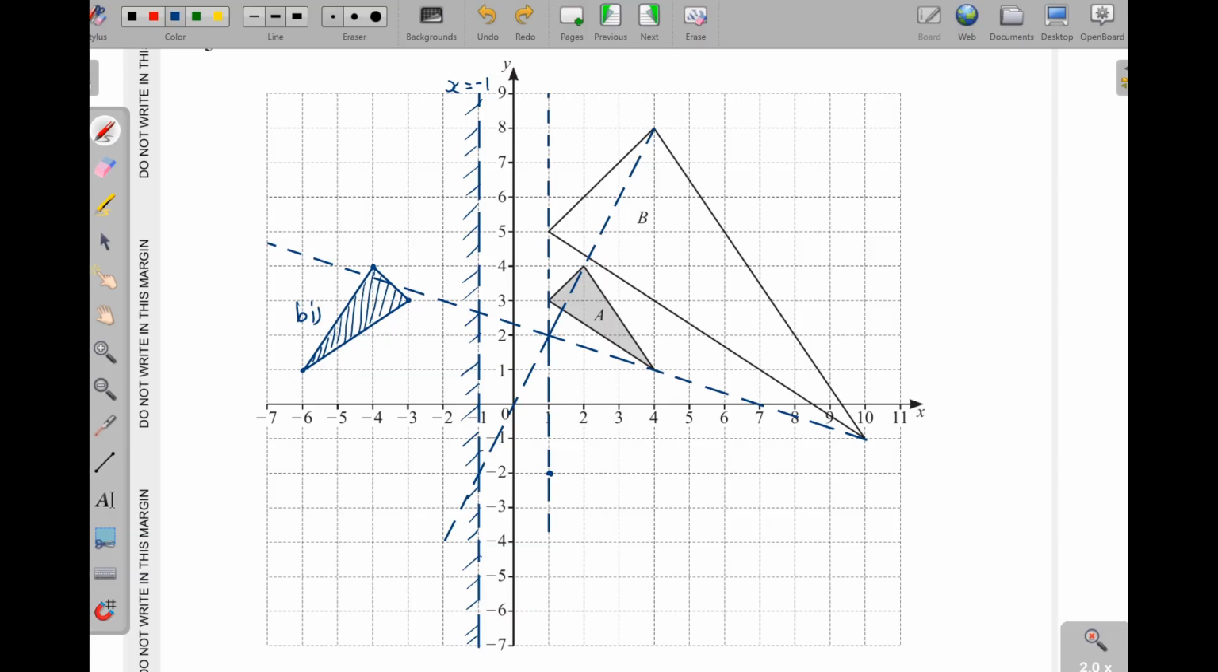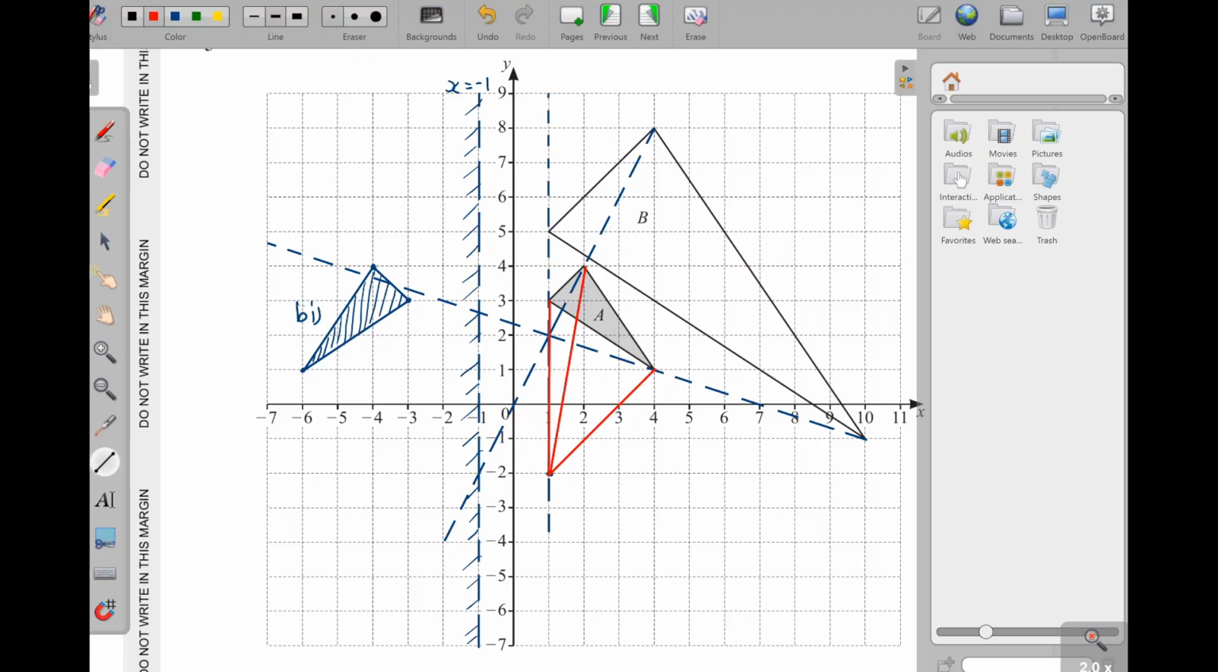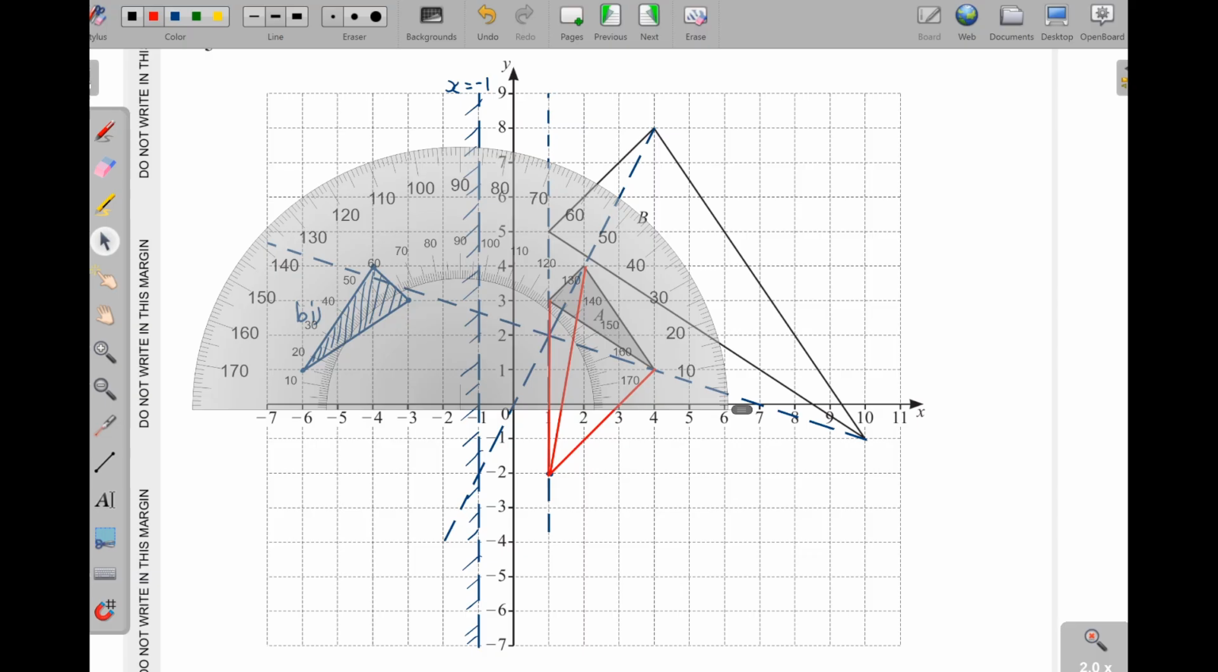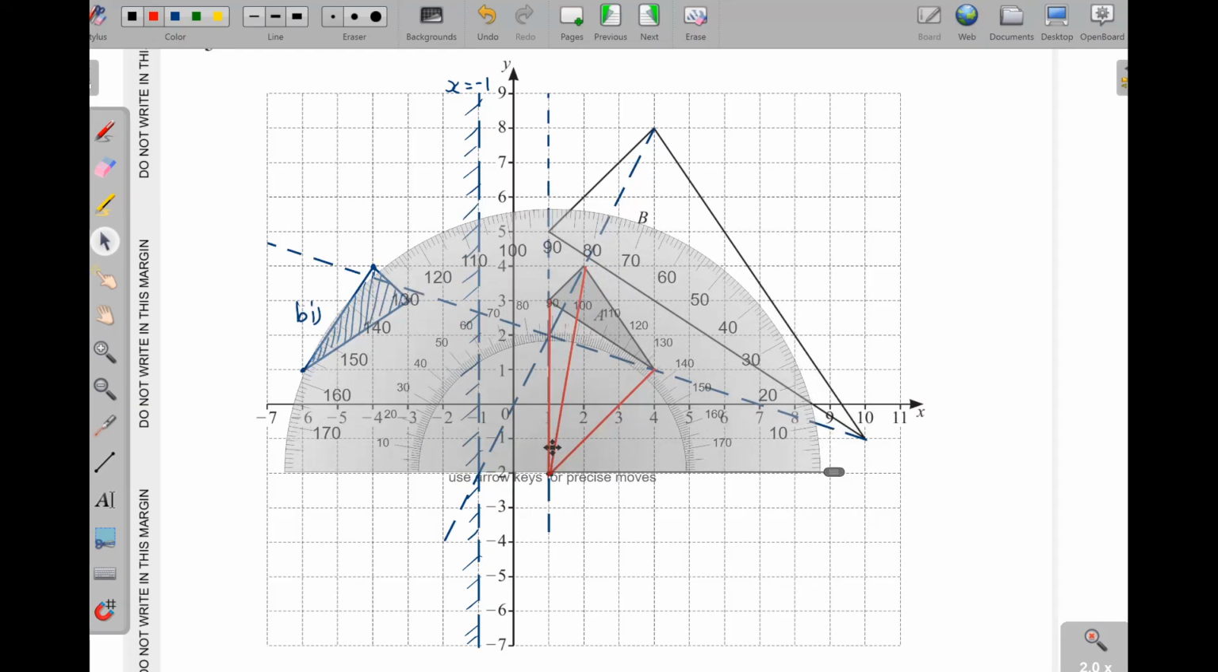Then we are rotating A. Okay, now let me use another color. Let's say red. You connect this one here. Okay, connect this one here. Also connect this one here. We are going to bring a protractor. Okay, when you bring the protractor, you can actually use a tracing paper, but since I don't have a tracing paper here, all I can do is to bring the protractor here.